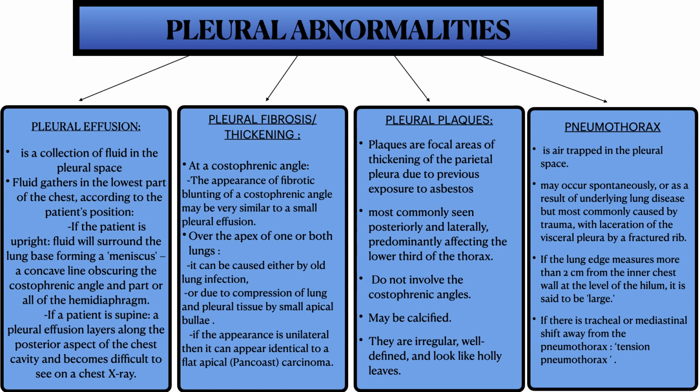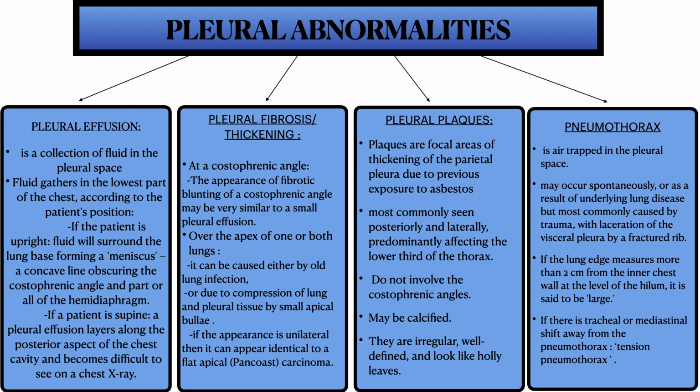Then pleural plaques. The plaques are focal areas of thickening of the parietal pleura due to previous exposure to asbestos. These pleural plaques are most commonly seen posteriorly and laterally, and they predominantly affect the lower third of the thorax. They do not involve the costophrenic angle. Sometimes they are calcified, and they are irregular, well defined, and classically they look like holly leaves.